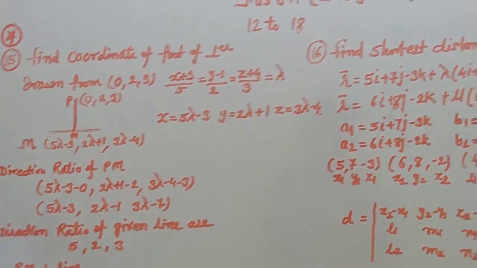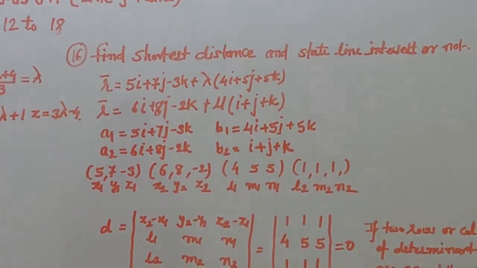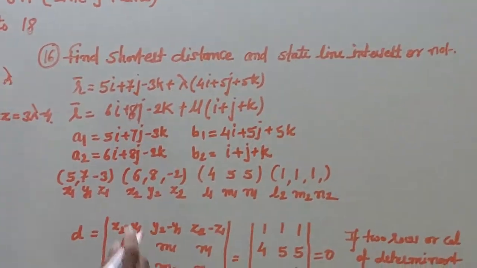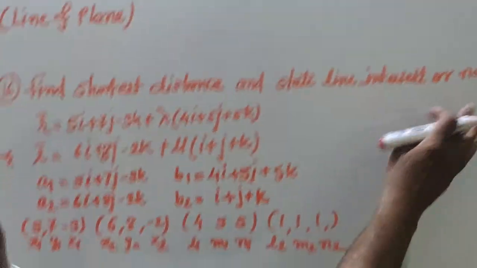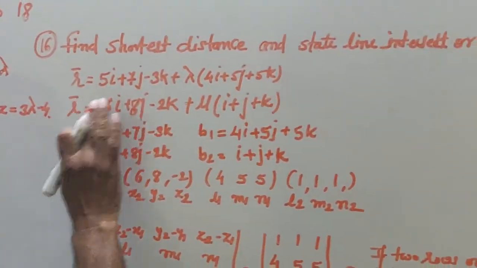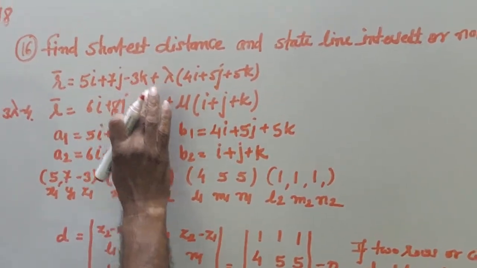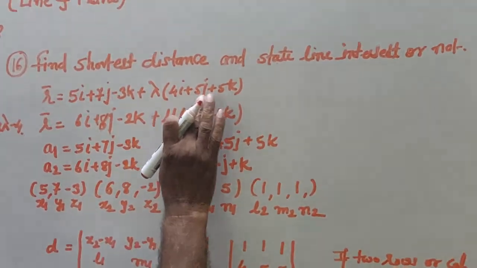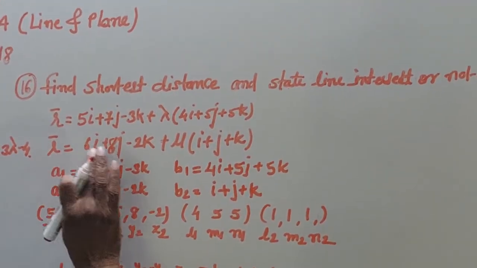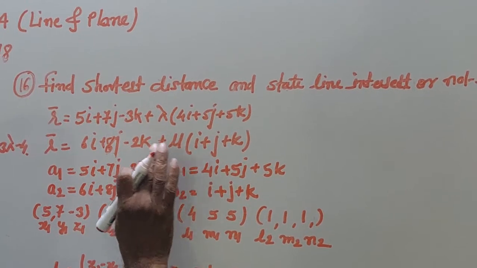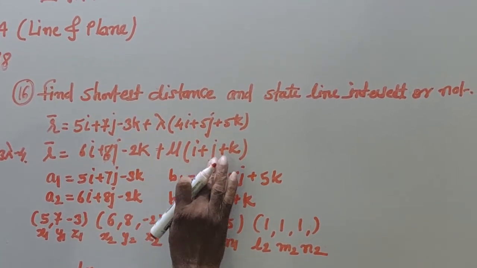Okay. Now we will go to problem number 16. This type of problem we already did. Find the shortest distance and check whether the lines intersect or not. r is given as 5i plus 7j minus 3k plus lambda into 4i plus 5j plus 5k. r is equal to 6i plus 8j minus 2k plus mu into i plus j plus k.